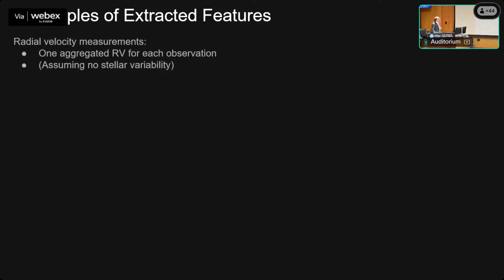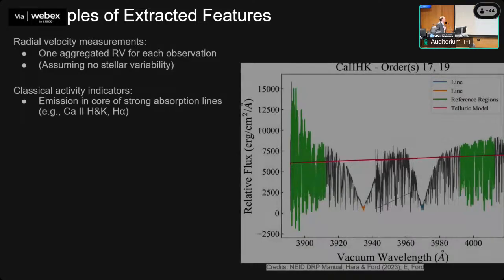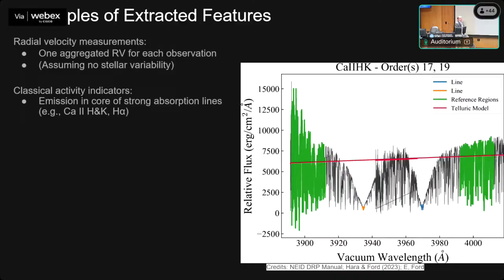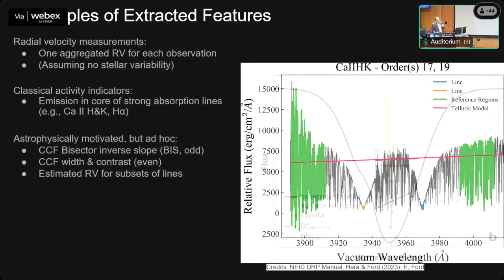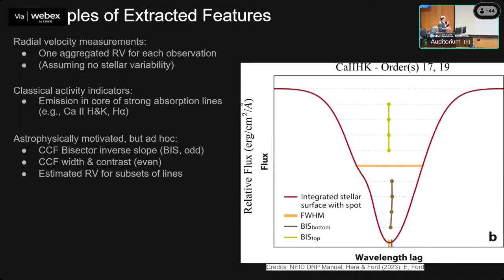So what are some extracted features you might add in addition to the radial velocities? The early efforts were based on things astronomers have been measuring for decades, things like the emission in the core of the calcium line. We kind of know it's correlated with magnetic activity, but there was no motivation for this to be a probe of the perturbation to radial velocity. It's just something people have been measuring because they've been measuring it. And so maybe not the best thing to correlate with. Maybe we can make something that's astrophysically motivated.